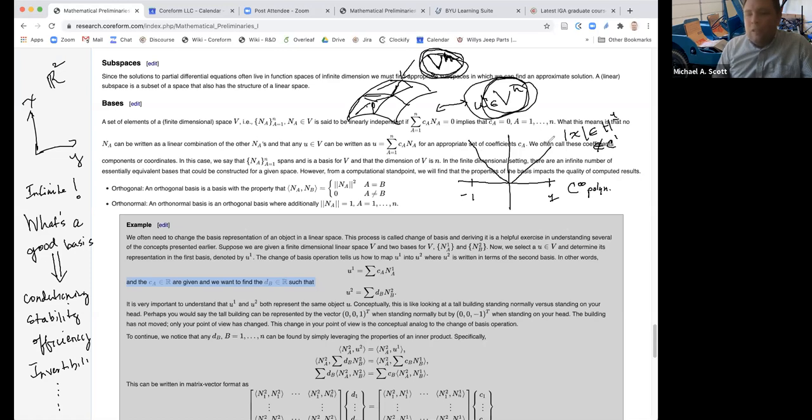It'll be interesting to see how well they do, right? Like what's a good basis here? Because C infinity functions, that seems like the worst possible choice to approximate this guy, doesn't it? And so you'll see that in practice, some of the trade-offs that we make.